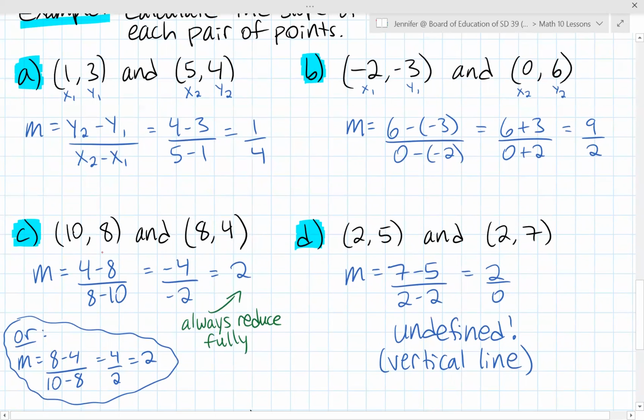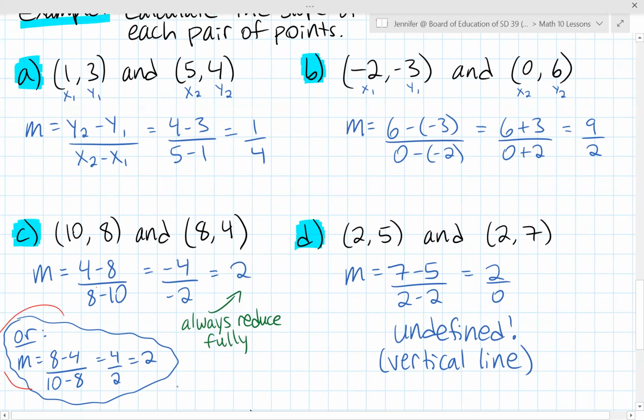This example here, I didn't label them this time, so you don't have to. You can just say, okay, what are the differences in the y's? Well, 4 minus 8 over 8 minus 10. What does that give me? It gives me -4 over -2. But make sure, again, you always fully reduce your fraction. This reduces to just +2.